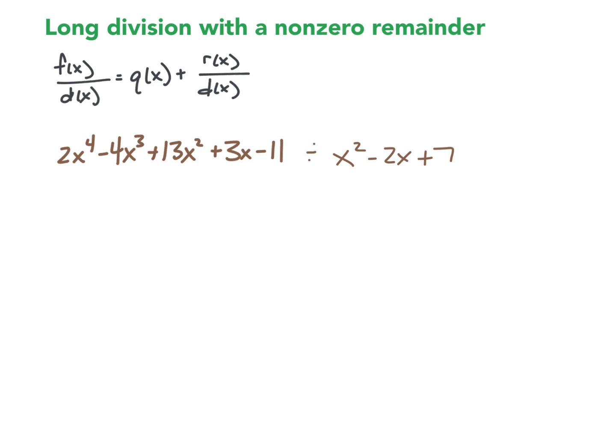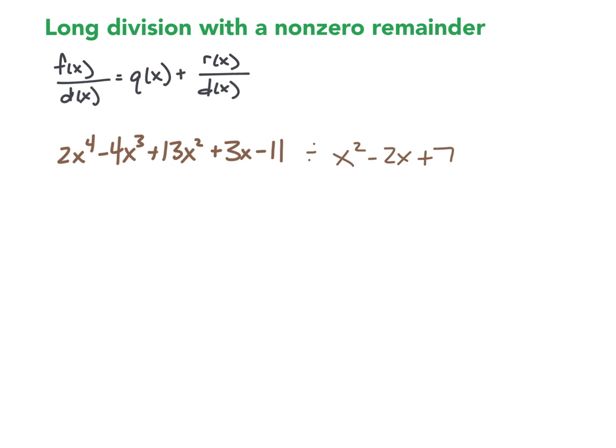Alright, but what if the remainder isn't 0? How would we write out that remainder? Well, the definition is if f of x is divided by some other polynomial, you're going to get the quotient plus the remainder over whatever you divided by. Right? Notice that d of x and d of x are the same. So let's try that with this whole polynomial right here.